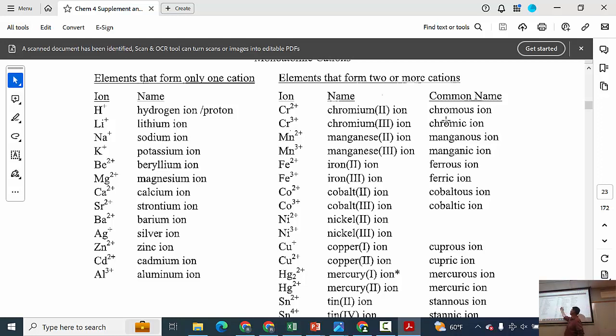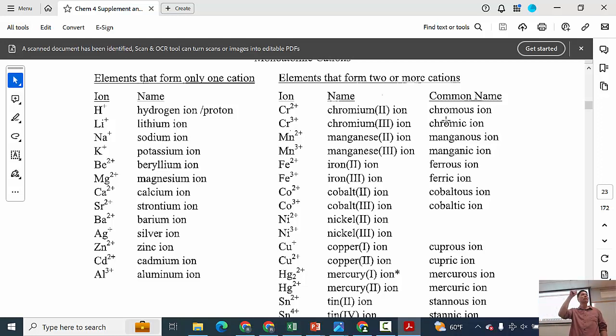Cobalt. So I'd have a flashcard, cobalt plus 2, cobalt plus 3. I'd have a flashcard for its name, cobalt Roman numeral 2, cobalt Roman numeral 3. Not only that, I had to memorize these. When I was a Chem 4 student, I had to memorize cobaltous and cobaltic. And so on the test, we had a question, cobaltous, write the formula.